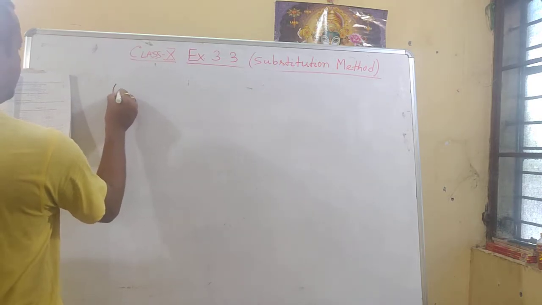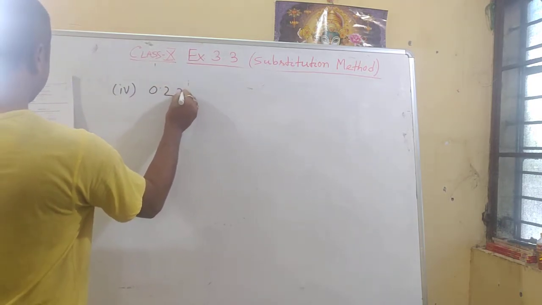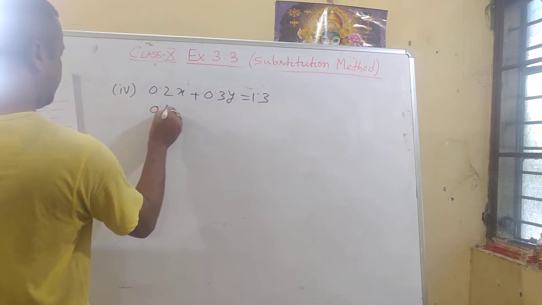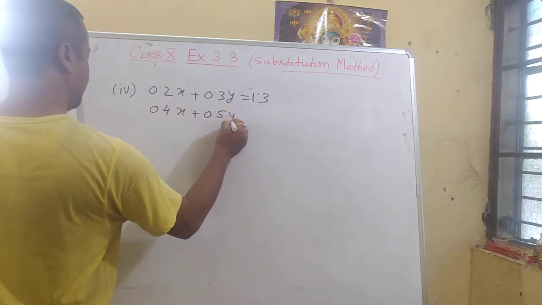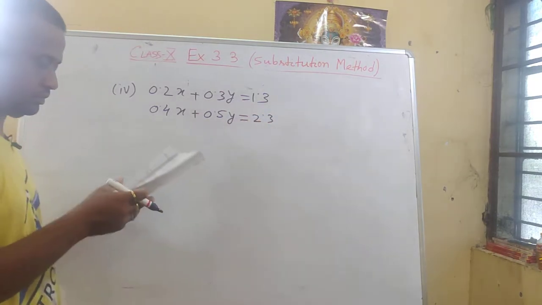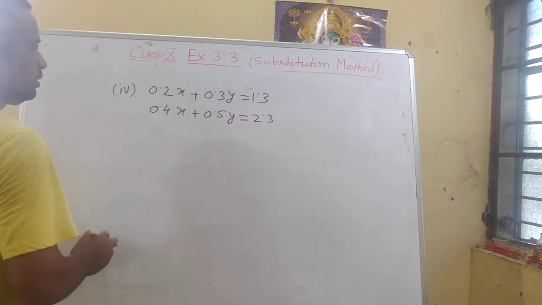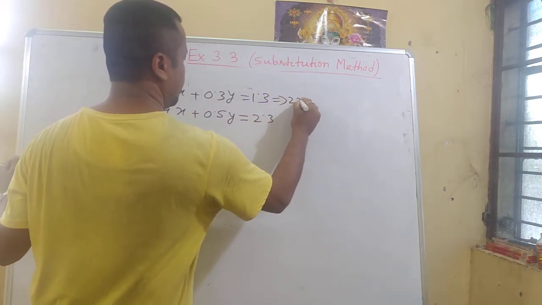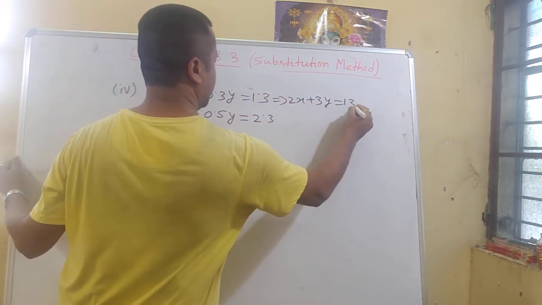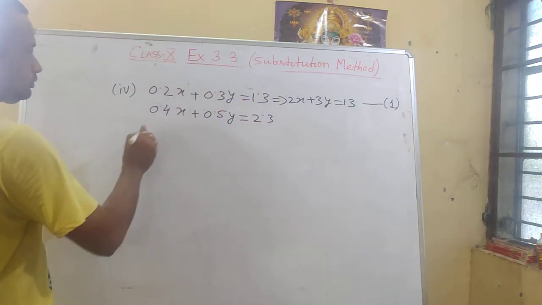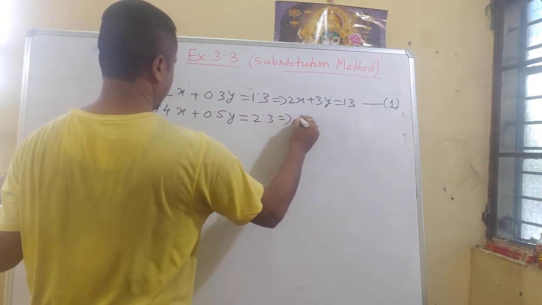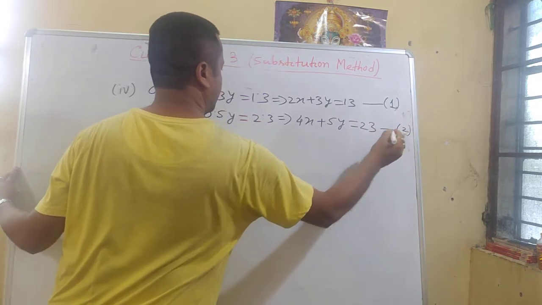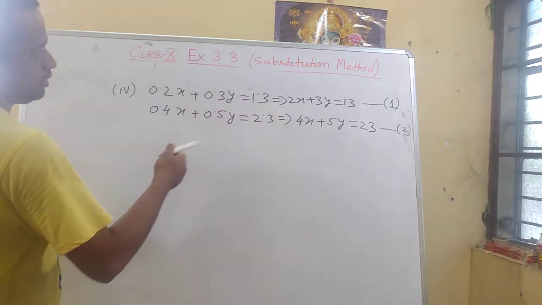So let us do number 4. 0.2x plus 0.3y is equal to 1.3, and 0.4x plus 0.5y is equal to 2.3. So this can be simplified. If we multiply by 10, it will be 2x plus 3y is equal to 13. Mark this as equation number 1. Multiply by 10, 4x plus 5y is equal to 23. Mark this as equation number 2. Now this becomes simple.